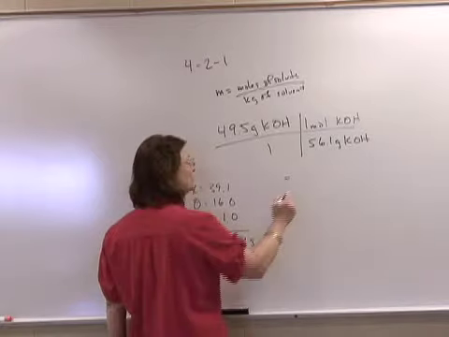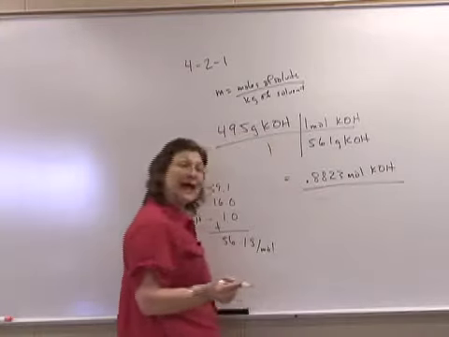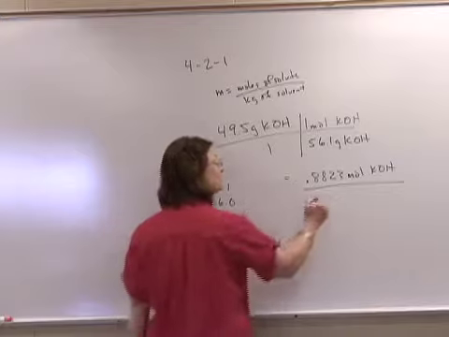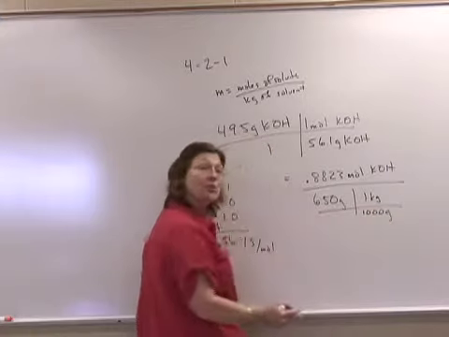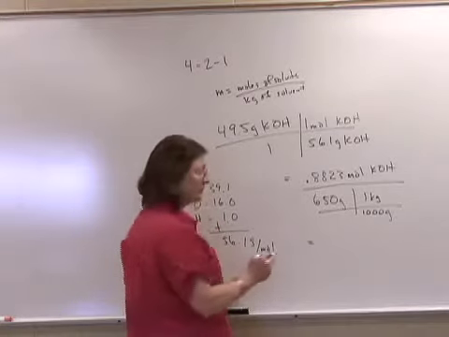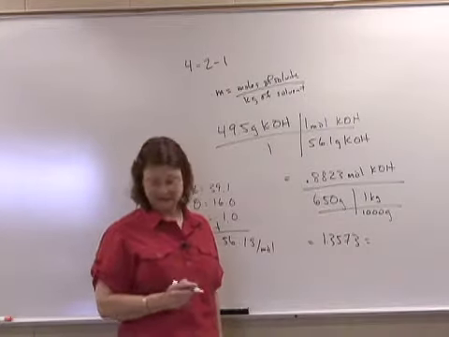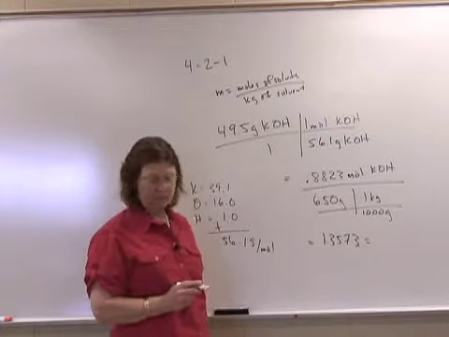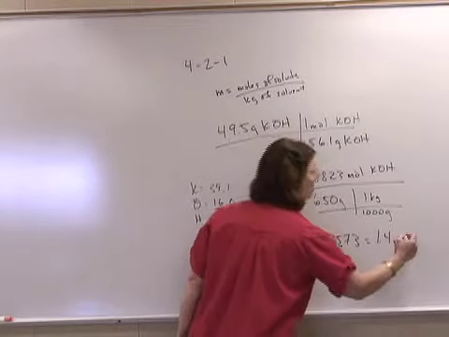And I get 0.8823 moles of the potassium hydroxide. Then to get molality, I'm going to divide it by the kilograms of solvent. In this problem, I'm given 650 grams, and I'm going to change it to kilograms. There are 1,000 grams in 1 kilogram. Therefore, when I do this division, I'm going to get 1.3573. I look back to my original problem to see the least number of significant digits given in the problem, and that would be 2. Therefore, I will get 1.4 little m, molal, of potassium hydroxide.